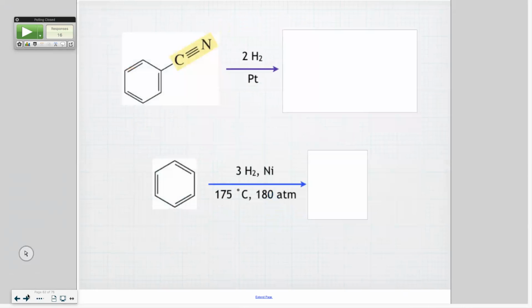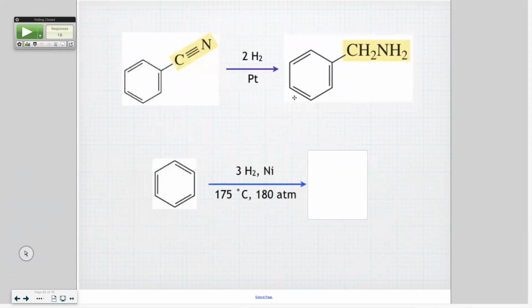Okay, so if you took this compound, which has a C triple bond N, you can reduce that, and what would you get? CH2 and what? NH2. Okay, but the benzene ring remains intact. Okay, if you have to go up to at least 3 equivalents of hydrogen, like usually they would use excess, and then you would use high temperature, 175 Celsius.